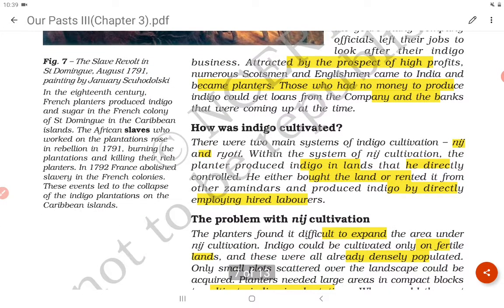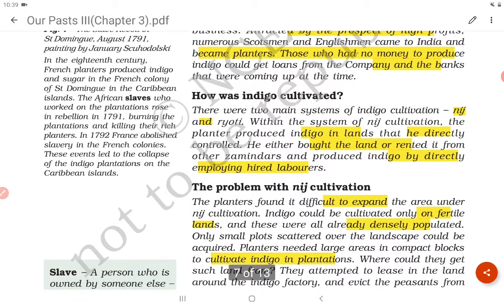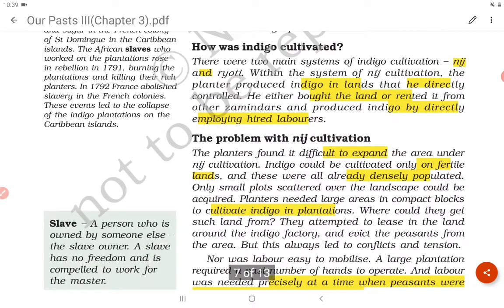So there were two main systems of indigo plantation. The first one is nij and the second one is ryoti. Within the system of nij cultivation, the planter produced indigo in lands that he directly controlled. He either bought the land or rented it from other zamindars and produced indigo by directly employing hired laborers. The planters found it difficult to expand the area under nij cultivation.